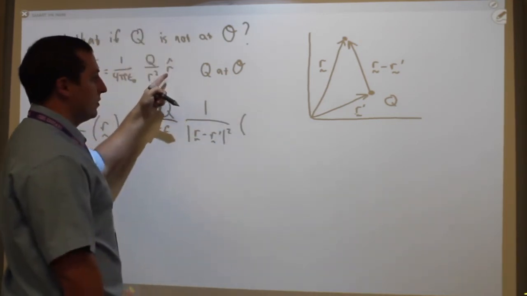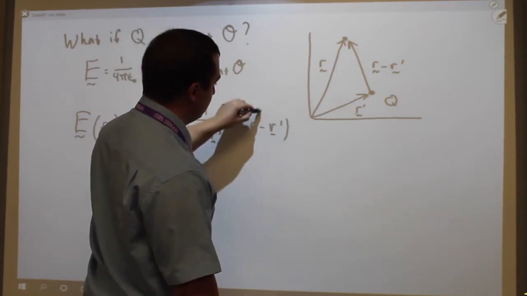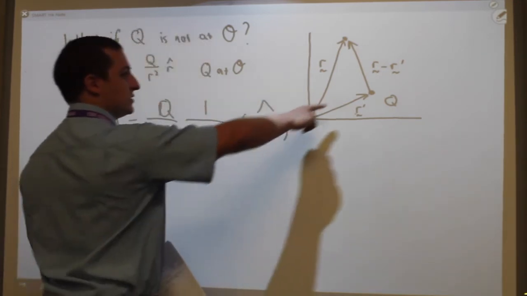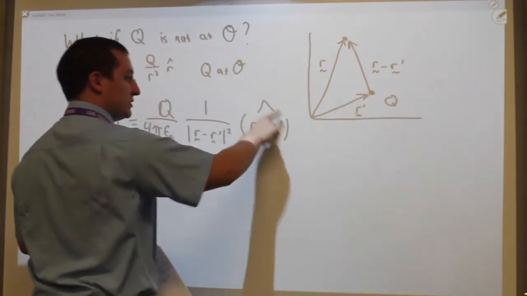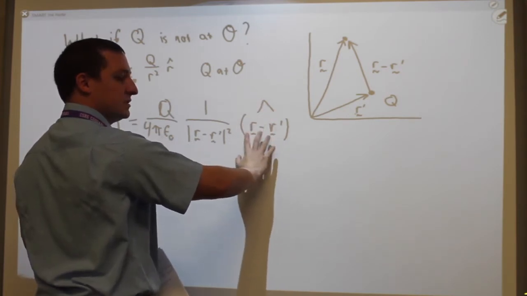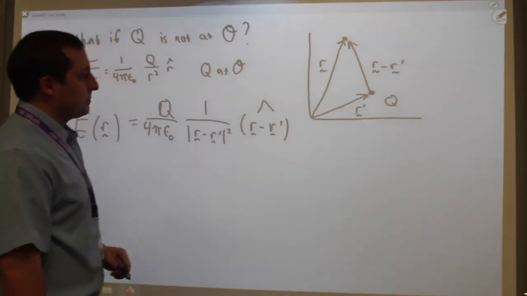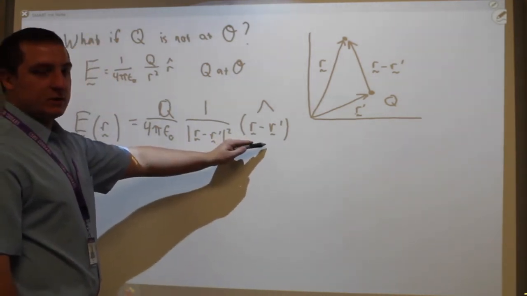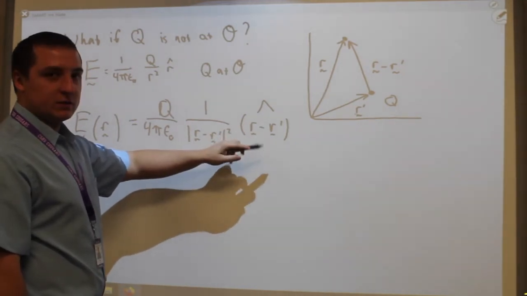And r hat will be the radius vector in the direction of r minus r prime, whatever unit vector goes in this direction. That's what this means. So this is r minus r prime, and then the hat just means this is the unit vector in that direction. This is hard to deal with in an equation. So let's get rid of it.